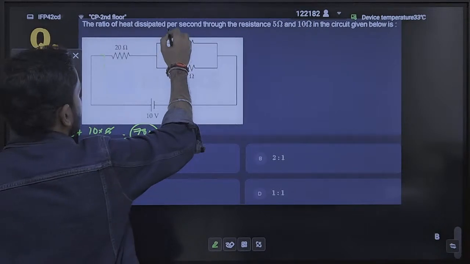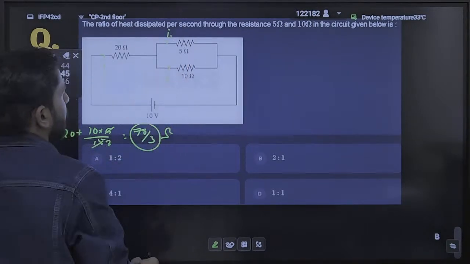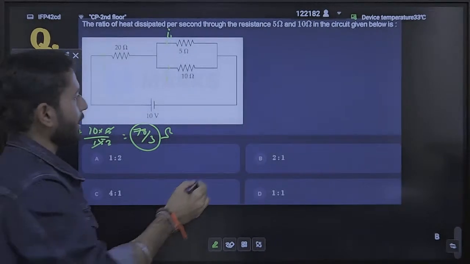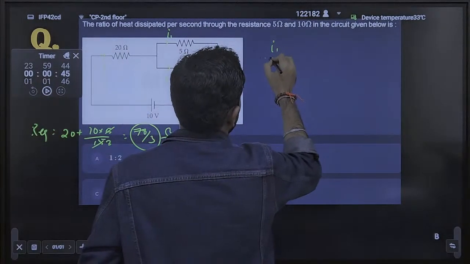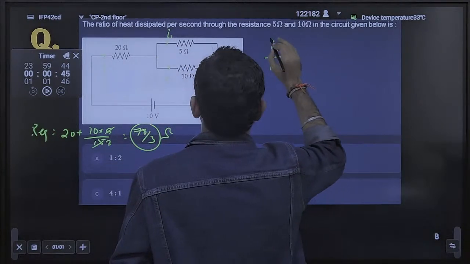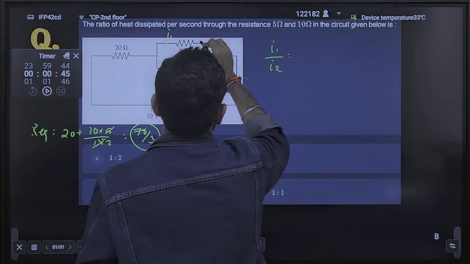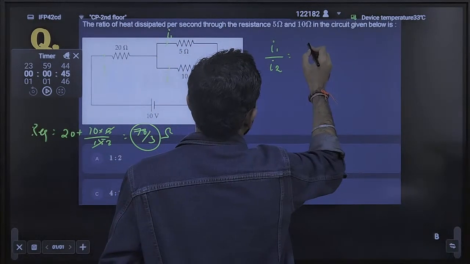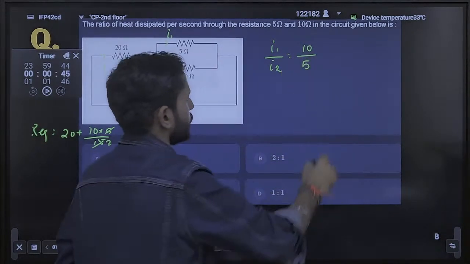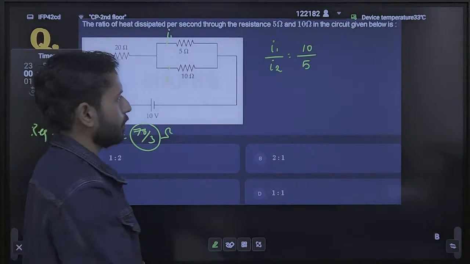Can you tell me what is the current that is flowing through here? Anyways, if the resistance is less, the current will be more. So I can also say that I1 by I2 will be equal to, I1 resistance is less, that means current will be more. That means it can also be said as a 10 by 5 ratio. So this ratio will be equal to what?